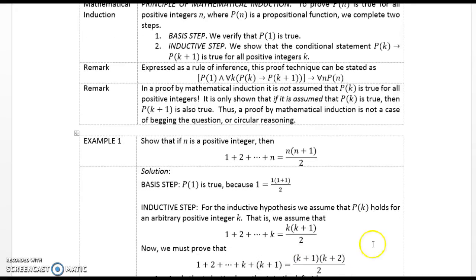In proof by mathematical induction, it is not assumed that P of k is true for all positive integers. It is only shown that if it is assumed that P of k is true, then P of k plus 1 is also true. Thus, a proof by mathematical induction is not a case of begging the question or circular reasoning.